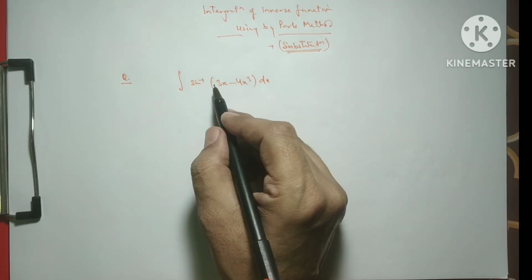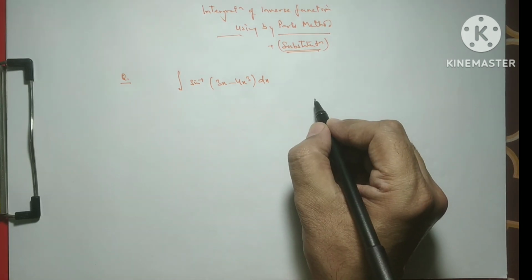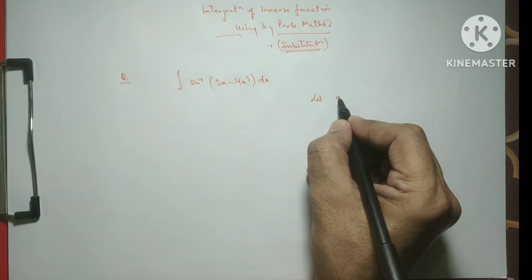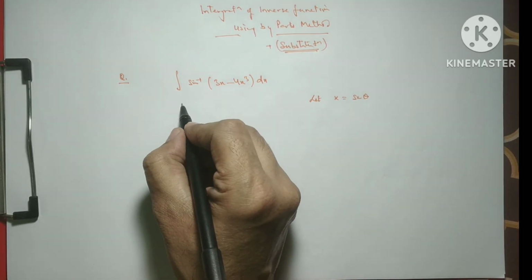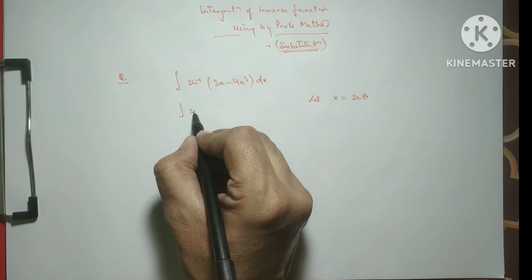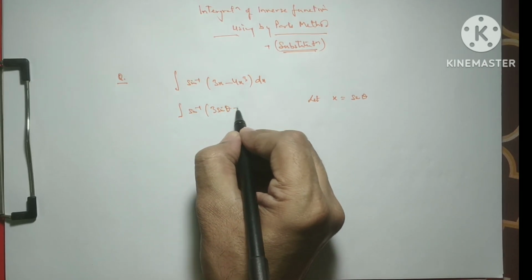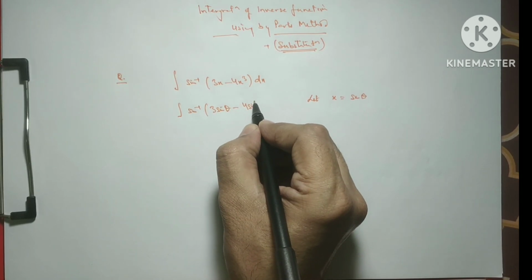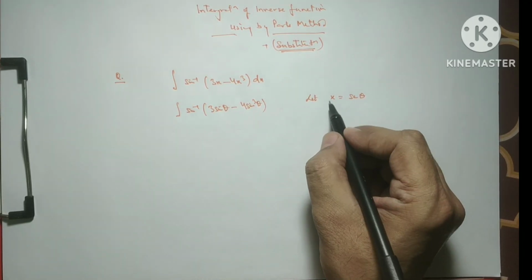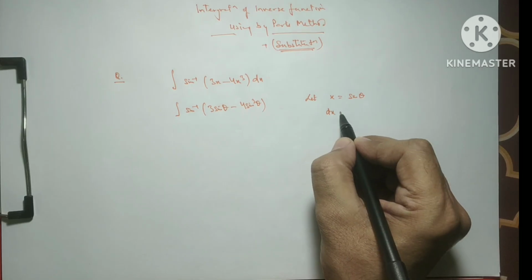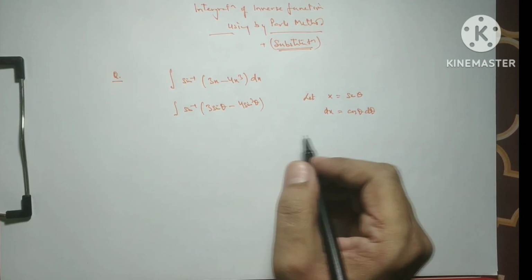Now this is not the standard sine inverse function, so we will consider x as sine theta and substitute this value. We get sine inverse of 3 sine theta minus 4 sine cube theta, but this is dx, so we will differentiate this. We get dx equals cos theta d theta.